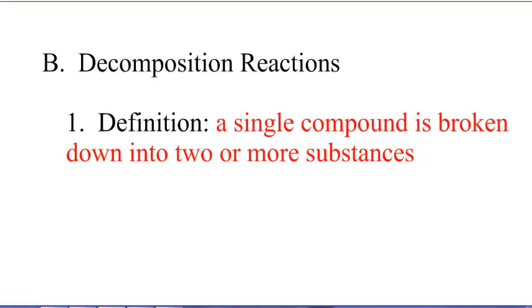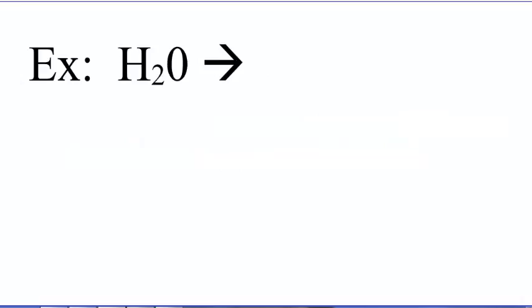Next we have decomposition. In a decomposition reaction, a single compound is broken down into 2 or more substances. So this is the opposite of combination. Now we start with the compound and it's broken down into the parts. For example, what is hydrogen and oxygen in water going to be broken down into?